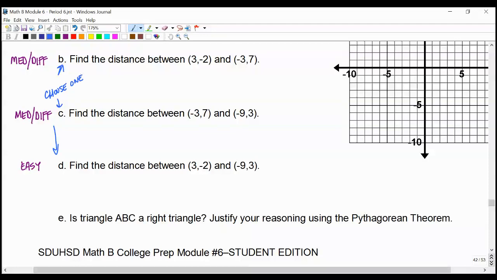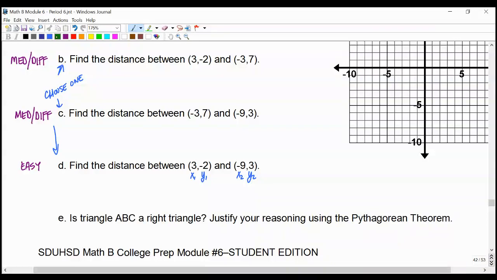Okay. I don't care which one you choose. If you choose the easy one, then you're labeling your points, and you're writing out the work here and simplifying it all the way down. If for some reason you're inclined to do one of the medium or difficult ones, go for it.